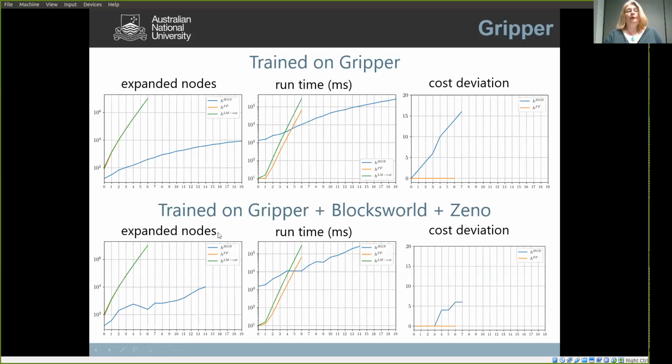But for Gripper, well, this is quite successful. We have a large coverage in comparison to the other approaches. The runtime is good, except for the very small problems. And the cost deviation, well, the plans are not optimal. I think Malte Helmert tried to explain to me once why, if you have a heuristic that deviates from the perfect heuristic function, you could get this kind of behavior.